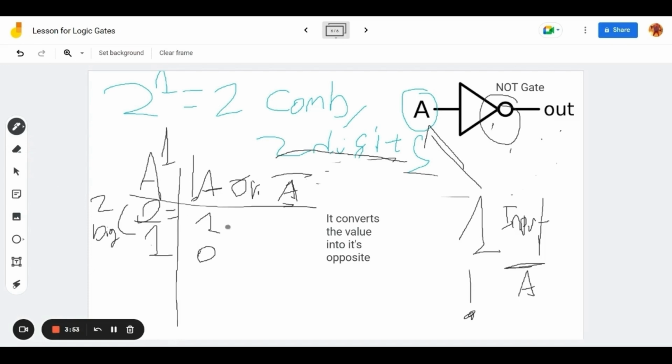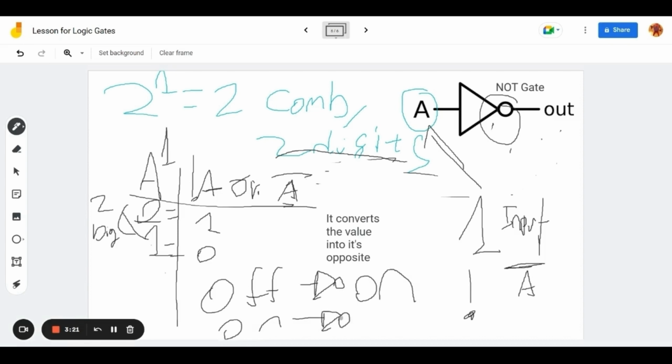it turns into a 1. It turns the 0 into the opposite of what it already is. If there's a 1 here, it turns it to the opposite of 1, so it would be 0. So 1 represents on and 0 represents off, as you've already learned in binary. If the signal was off and it goes through a NOT gate, it turns on. If the signal was on and it goes through a NOT gate, it turns off. That is what a NOT gate is.